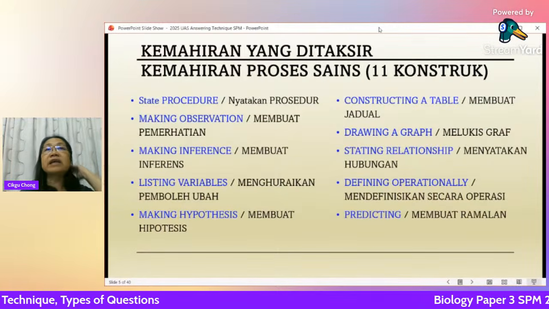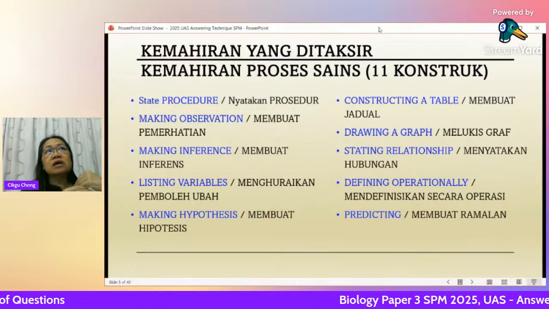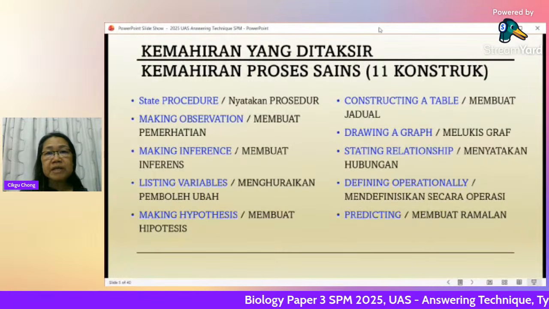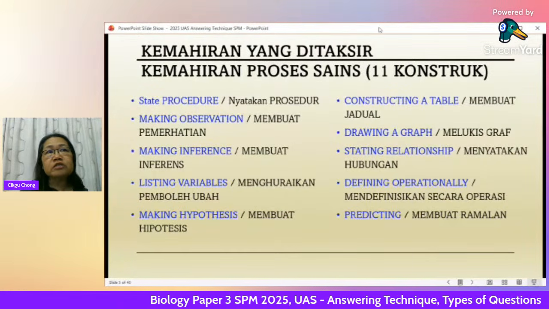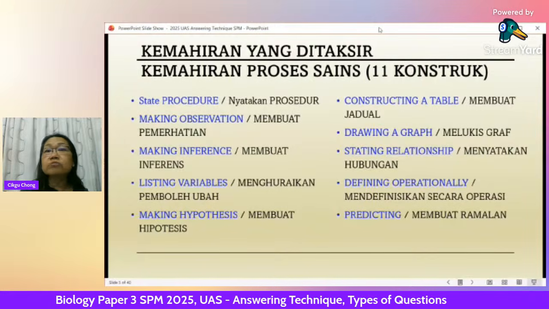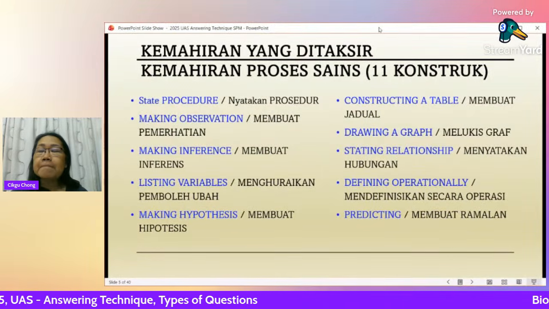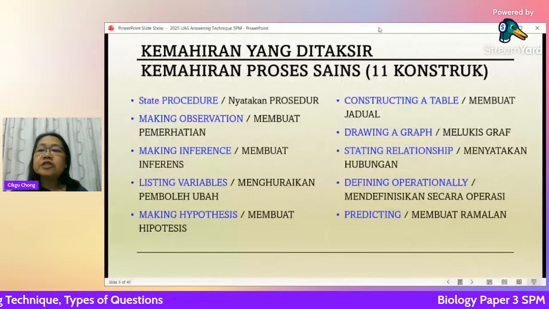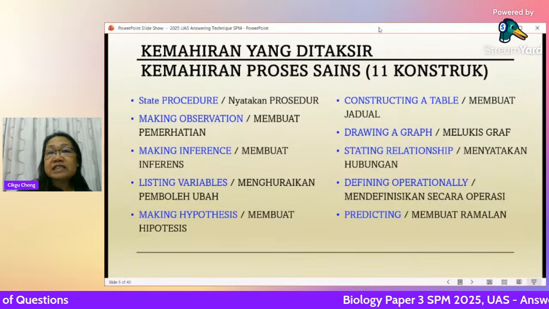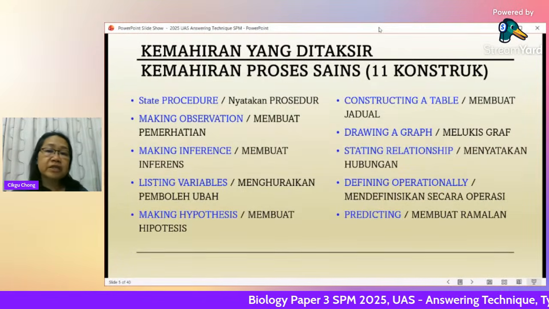Next one, predicting. So they will give you a scenario. If they change a certain condition, maybe the temperature, your original experiment, maybe you're doing at room temperature. Then they change the situation. They change it to, let's say, 65 degrees Celsius. What is the prediction you're going to get?